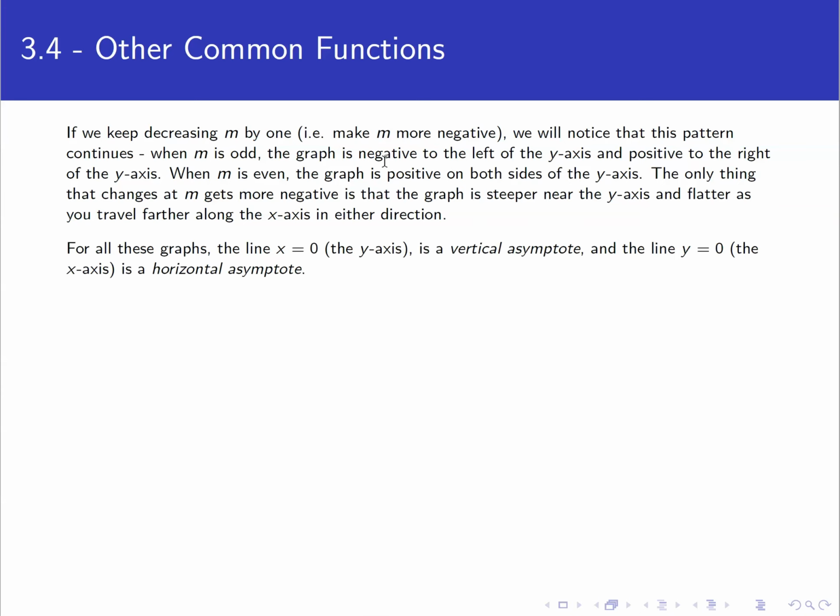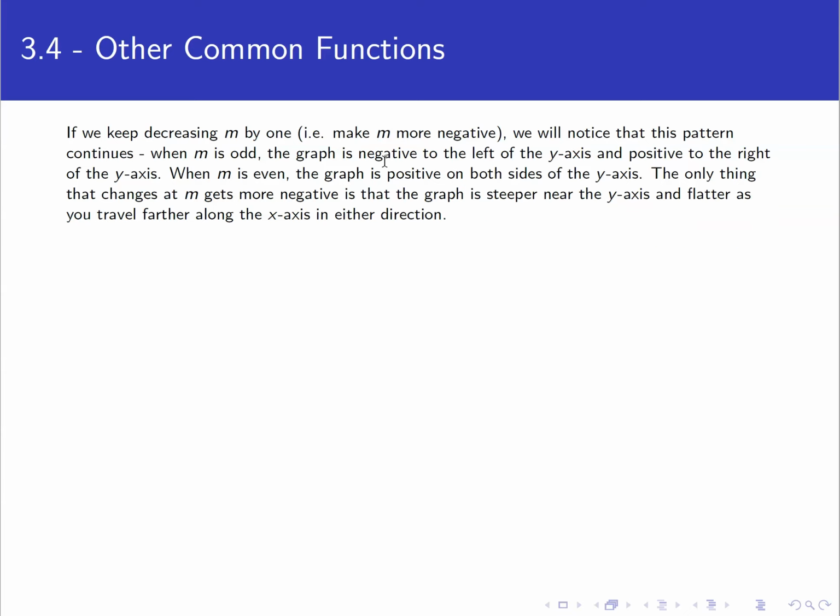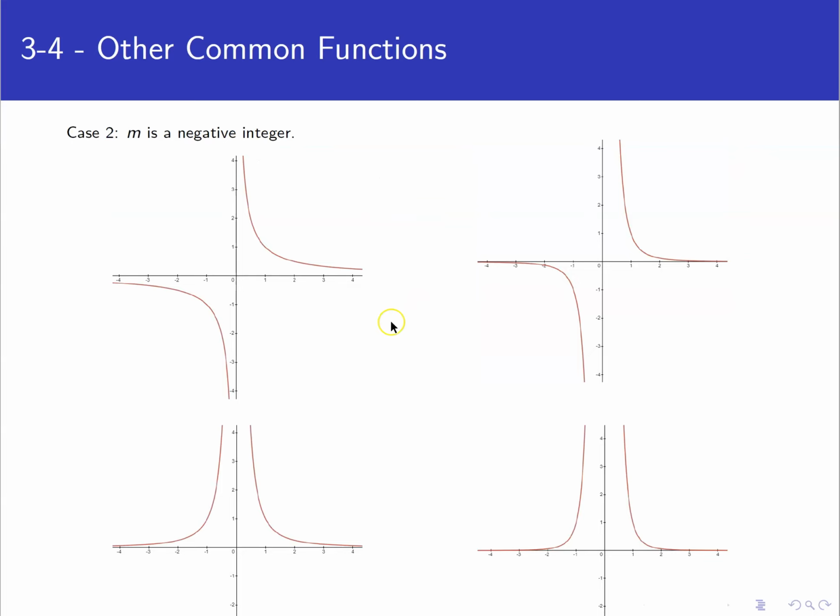All of these graphs, we noticed, had a vertical asymptote of the y-axis, or the line x equals 0. They also have a horizontal asymptote, the x-axis, or the line y equals 0. Let me go back real quick. What we mean by the horizontal asymptote here is, here's a horizontal line. As x gets big, the graph gets close to that line. That's what we mean by the horizontal asymptote. All of these are doing that as x gets big in either the positive or the negative direction.